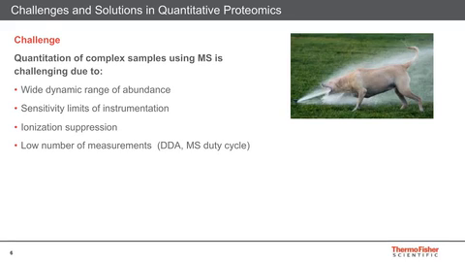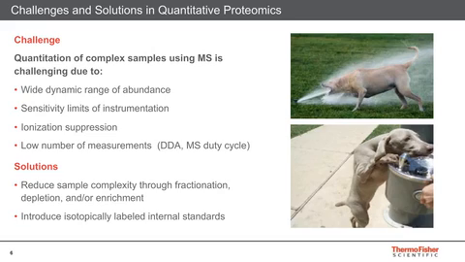However, unlike other spectroscopy techniques such as absorbance or fluorescence, MS is not inherently quantitative. Quantitation of complex samples using MS is especially challenging due to the wide dynamic range of protein abundance, which is significantly greater than the instrument's. The sensitivity limits of instrumentation, which are different for various LC-MS systems, and the ionization suppression from interfering substances and co-eluting peptides.